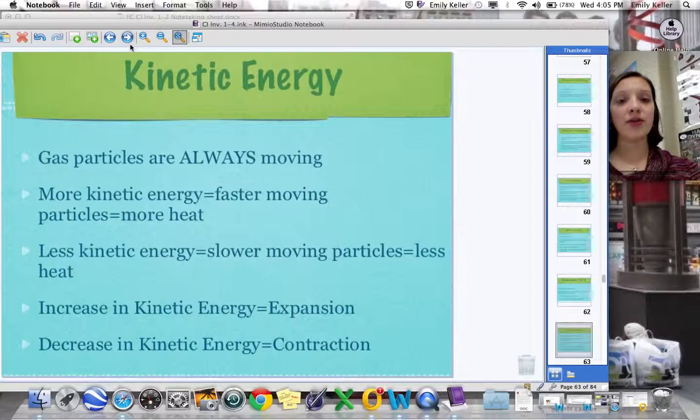So, moving right along here through my notes, we know gas particles are always moving. They have kinetic energy, so the more kinetic energy that something has, the faster moving those particles are, so they might have more heat. The less kinetic energy something has, that means it's moving slower, and the less heat it has. So in order to increase kinetic energy, that is by heating something up, and that's called expansion, because those particles are going to take up more space. They're going to move away from each other. They're going to hit each other more often, and those particles are going to hit each other harder. So they will expand. And then the opposite will happen when something is cooled down. They will contract and come closer together.